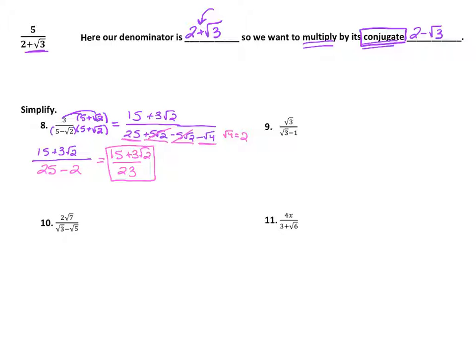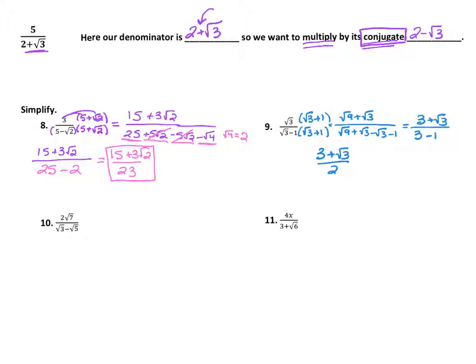So, using this conjugate idea, I would like you to try 9, 10, and 11. Remember, you're always changing the sign. If it's subtraction, the conjugate will be addition. If it's addition, the conjugate will be subtraction. When you are done with 9, 10, and 11, or after each one, play the video and see if you got them right.